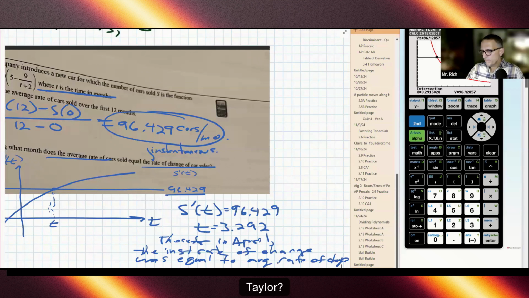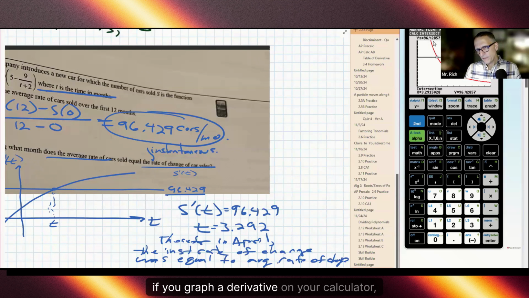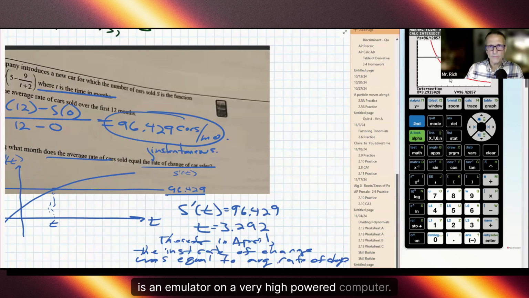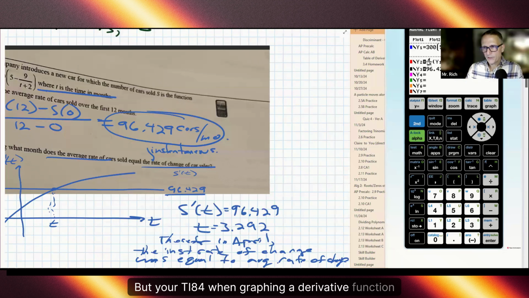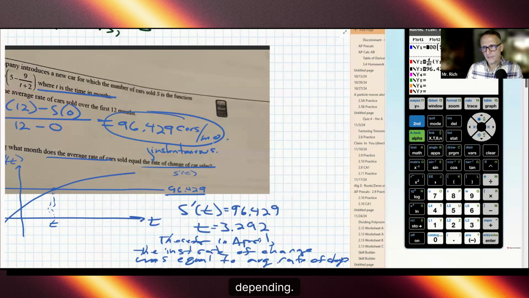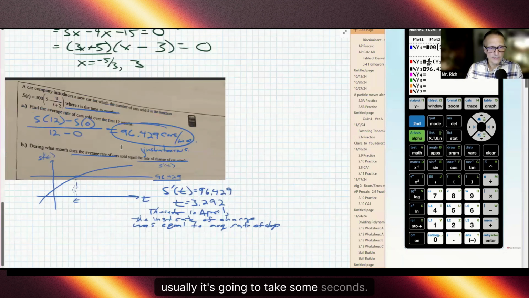Any questions on that, Taylor? But one of the things too, when you look at this problem, if you graph a derivative on your calculator, it may take maybe 10, 15, 20 seconds to graph it because it's very computation heavy. Mine did it instantaneously just because this is an emulator on a very high powered computer. But your TI-84, when graphing a derivative function, can take a little bit of time, depending. Well, usually it's going to take some seconds.